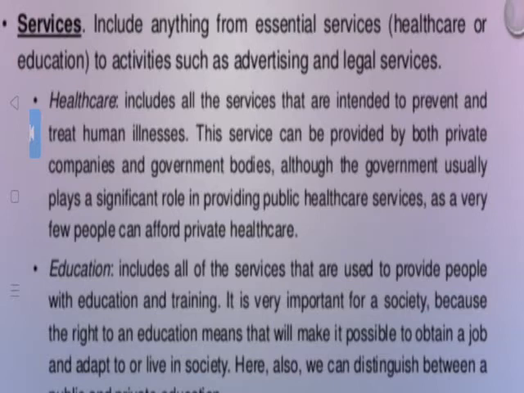Education. It includes all of the services that are used to provide people with education and training. It is very important for a society because the right to an education makes it possible to obtain a job and adapt to life, to live in a society. So we can distinguish between what is right and wrong. So education also comes under this section.